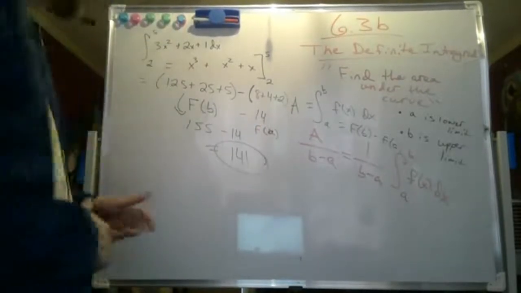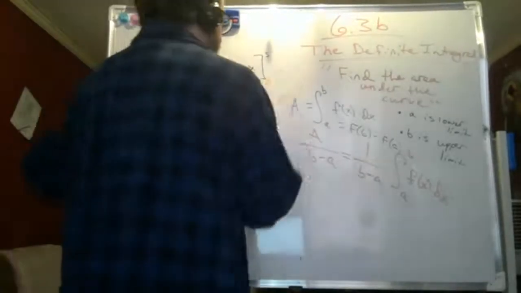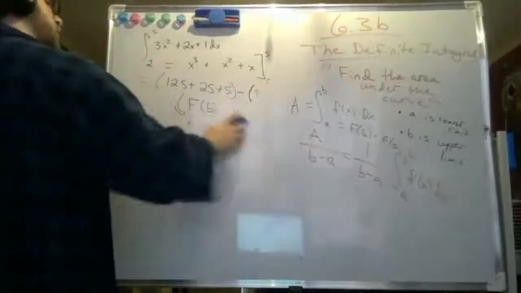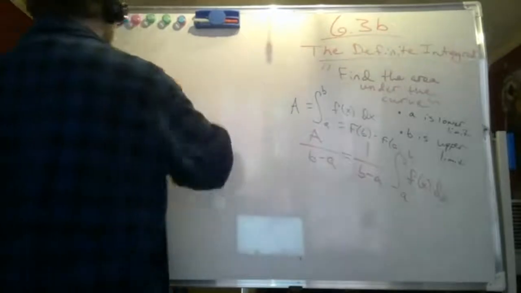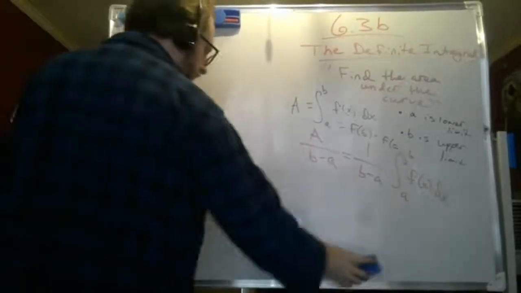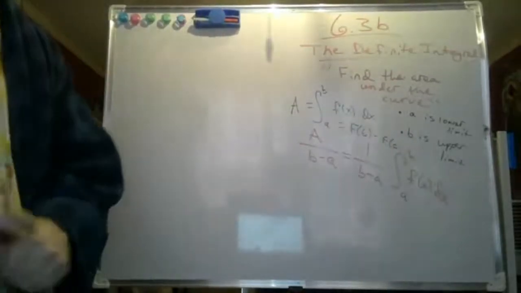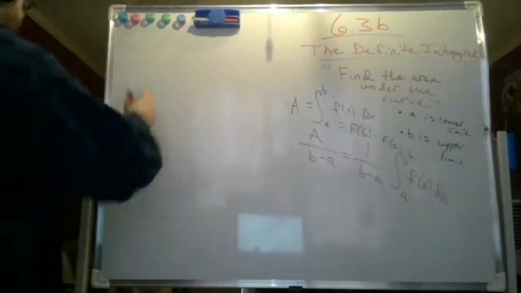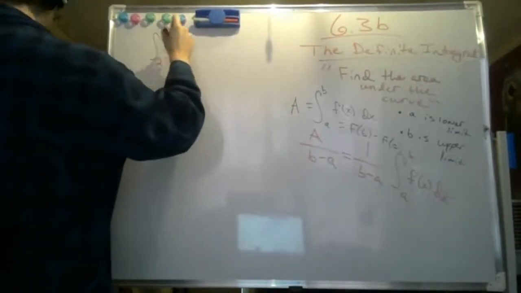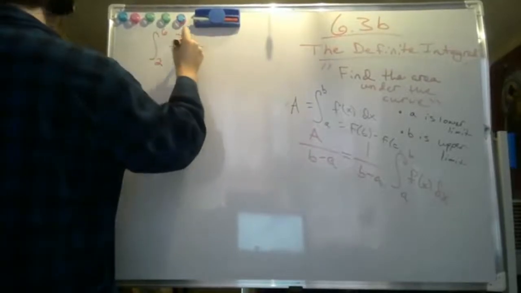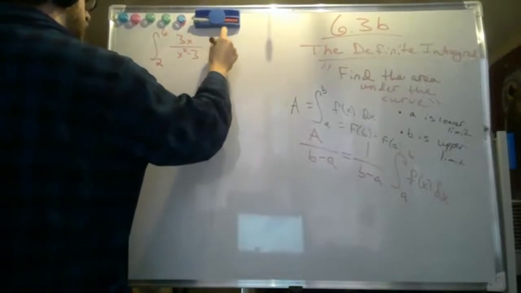So let's take a look at some more complicated examples. Some other cases that start to throw together everything we've learned so far, and maybe you'll have to use u-substitution. So here we go. Suppose we have the question, what is the integral from 2 to 6 of 3x divided by x squared minus 3 dx?